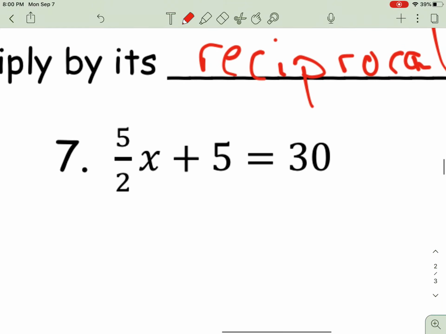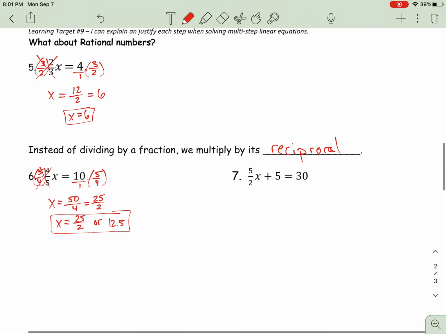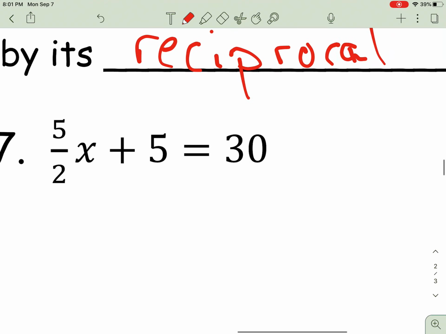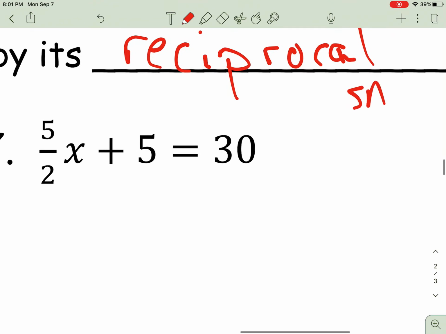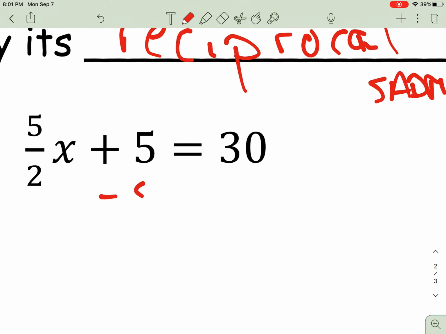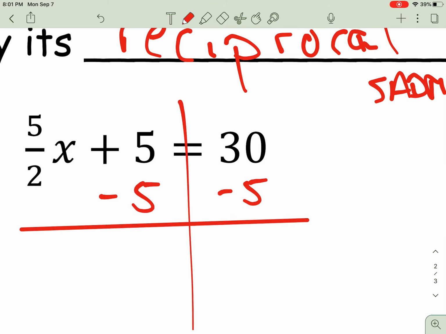Okay. All right, on to the last one. Number 7. Again, we want to do the opposite of simplifying. So with expressions, we were using PEMDAS. Here we're going to use SADMEP. So we're kind of working backwards. Instead of multiplying by the reciprocal first, we have to get rid of this positive 5 so that the fraction is the only thing left on that side with x before we can multiply by the reciprocal. So we need to subtract 5 and get it out of the way first.